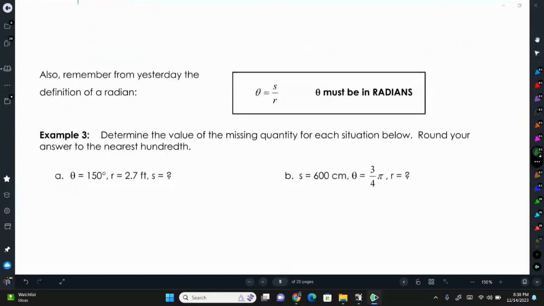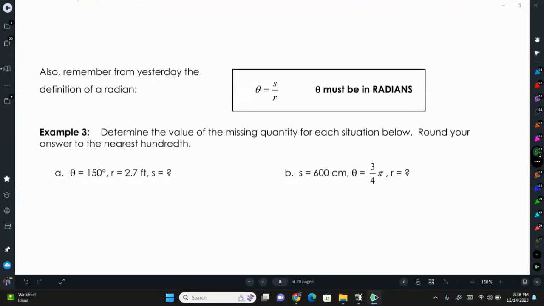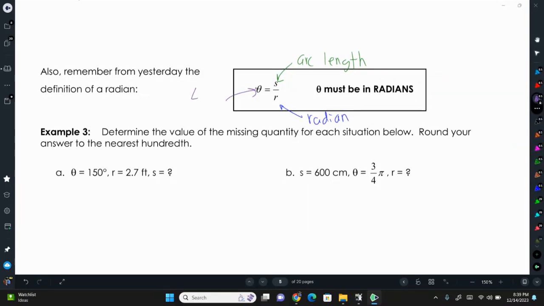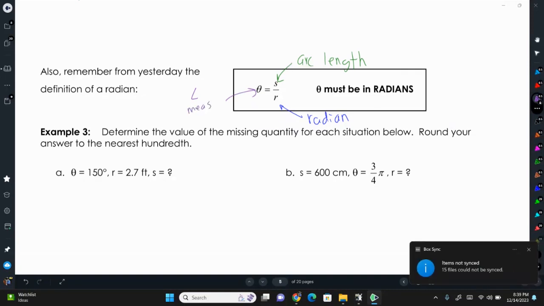Yesterday we talked about the definition of a radian, and I said we were going to come back to it today, and what we're going to do is use this formula to solve problems. So remember, S right here is your arc length. R is the radius of the circle. And theta is your angle measure.